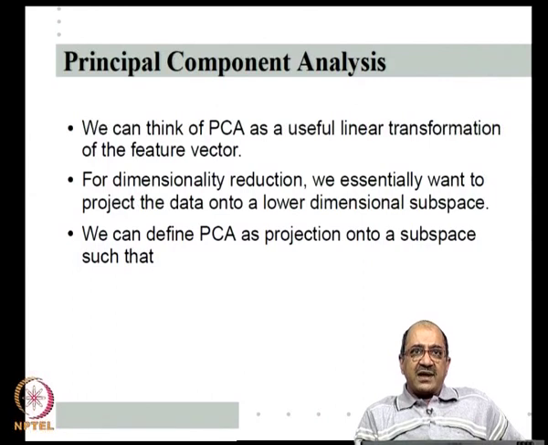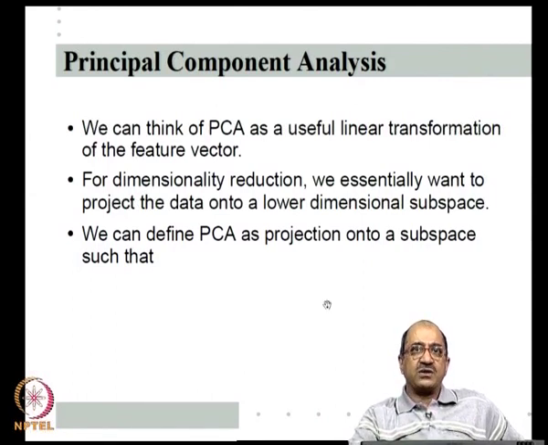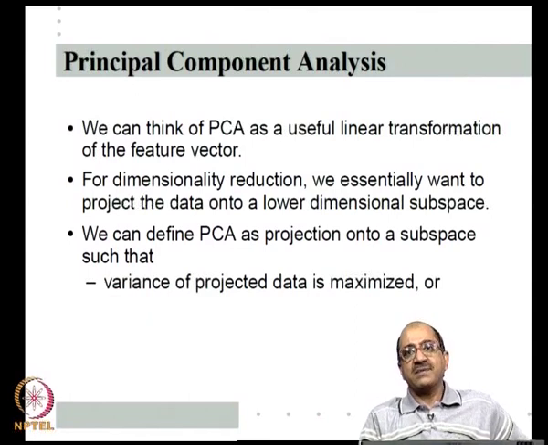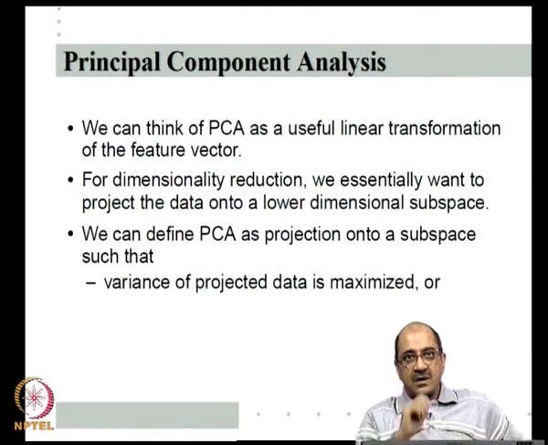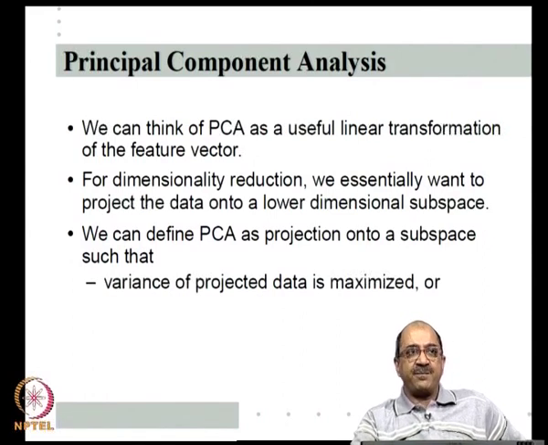So, we can in general define PCA in two different ways. PCA is a projection of data onto a subspace such that, one, the variance of the projected data is maximized. That is, even though I am projecting onto an m-dimensional subspace, most of the variance of the data is captured by the projection onto the m-dimensional subspace. So, given a fixed m, which particular m-dimensional subspace will capture as much of the variance of the original data as possible.